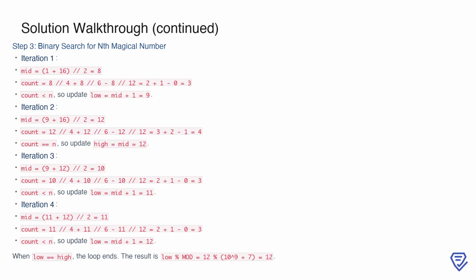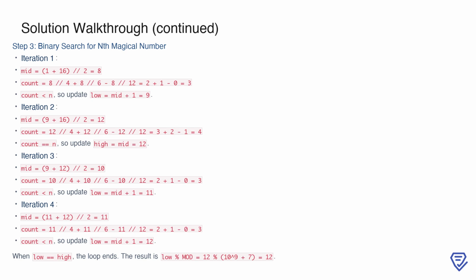Since this count is less than n, we adjust the low bound to mid plus 1, which is 9. In the second iteration, the midpoint becomes (9 plus 16) divided by 2, giving 12. Counting up to 12, we find 12 divided by 4, plus 12 divided by 6, minus 12 divided by 12, which equals 3 plus 2 minus 1, for a total of 4.